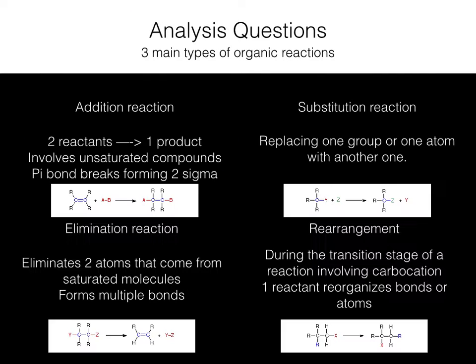Analysis questions. The 3 main types of organic reactions: addition reaction, which includes 2 reactants that produce 1 product, and it involves unsaturated compounds, and a pi bond breaks forming 2 sigma bonds. A substitution reaction, which is replacing 1 group or 1 atom with another one. An elimination reaction, which eliminates 2 atoms that come from saturated molecules and forms multiple bonds. And rearrangement, which happens during the transition state of a reaction involving carbocation, and one reactant reorganizes bonds or atoms.